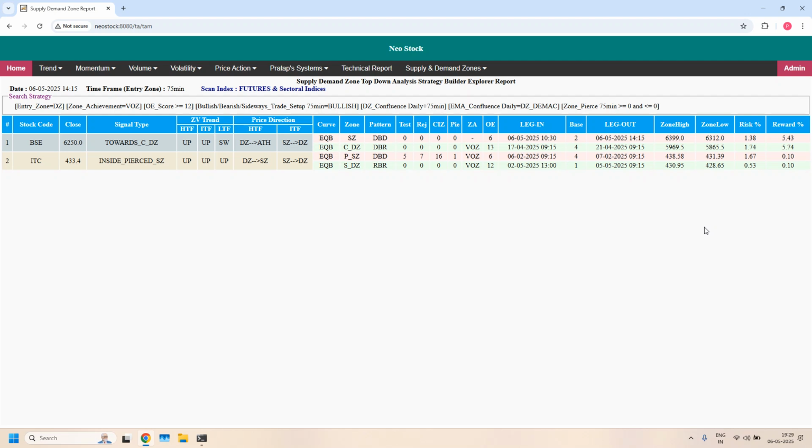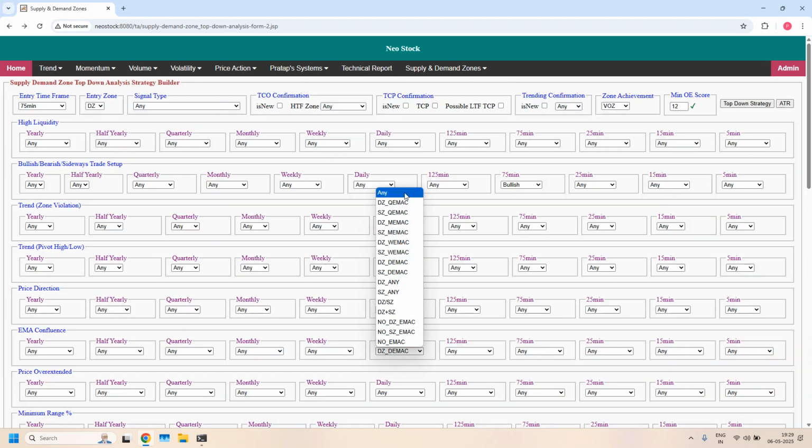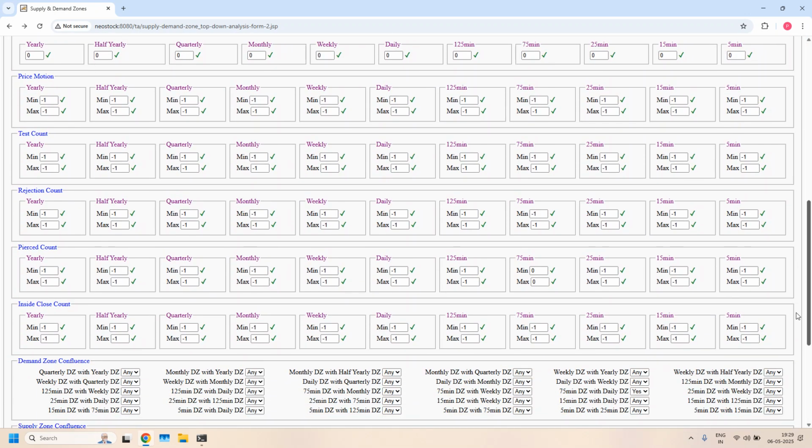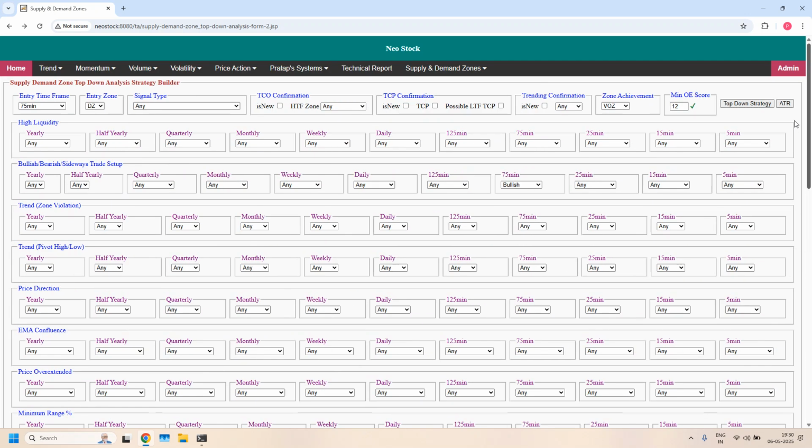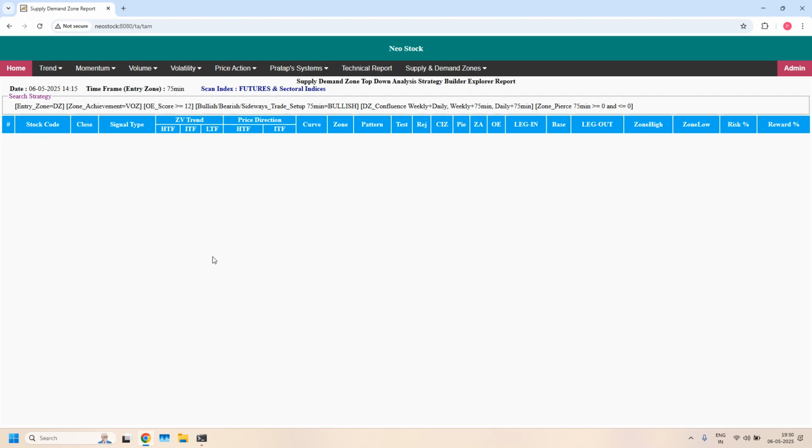Okay, next let us filter based on LTF, ITF, HTF demand zone confluence. So I am removing the EMA filter. In the demand zone confluence, the first filter is already enabled. Next, 75 and weekly demand zone confluence and daily and weekly demand zone confluence. With all the 3 filters, LTF, ITF, HTF demand zone confluence, we did not get any stocks.